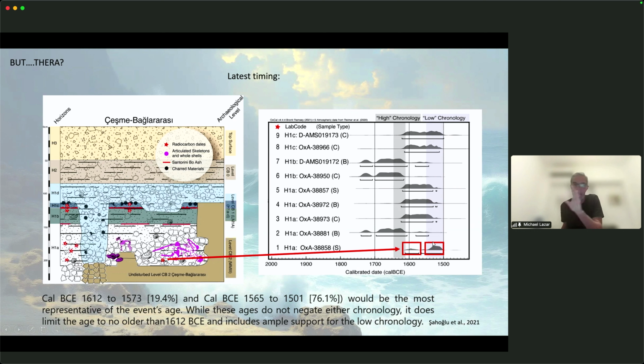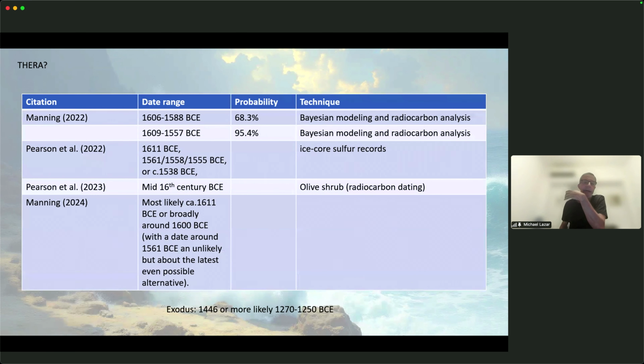And I thought that was it. The dates have been solved. But when Tom sent me on this task, he didn't realize the depth of the rabbit holes that I would go down. And I found papers that have been published since then, each presenting a different range for the eruption of Thera. So we have 1606 to 1588, 1609 to 1557, and so on and so on. And finally, the last paper that I managed to find, from Manning 2024, says that it's most likely to be dated to 1611 or broadly around 1600 BCE, with the earlier date of 1561 unlikely, but the latest possible alternative.